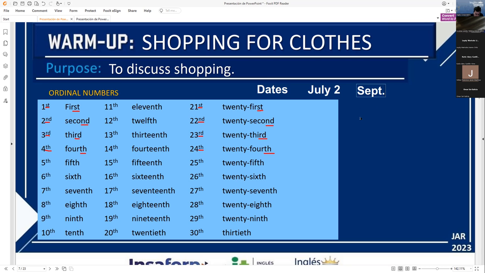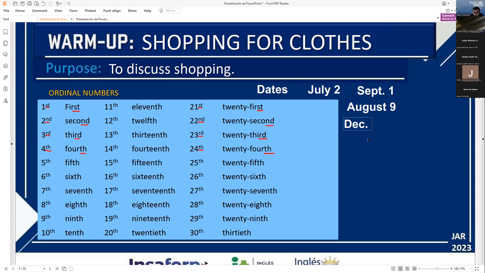September the 1st. Maybe you write only the number one, but you have to say it first. September the 1st. August the 9th. You can say August 9th, but August the 9th.